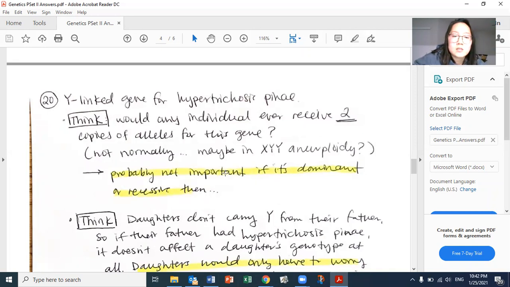So we know that it's Y-linked for this hypertrichosis pinnae, right? Think, would any individual ever receive 2 copies? Does any individual ever receive 2 Ys? Most of the time, no, right? There is an aneuploidy that we talked about where it's XYY, the Superman aneuploidy. But that's super, super rare. So it's probably not important if this allele is a dominant one, because nobody really is ever receiving 2 of them, right? They're only receiving 1. So if they receive that 1, whatever it is, they're showing it.